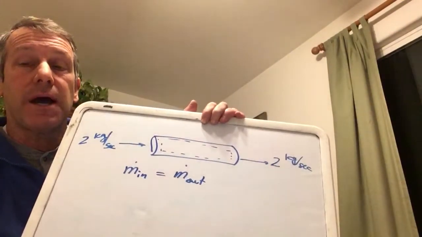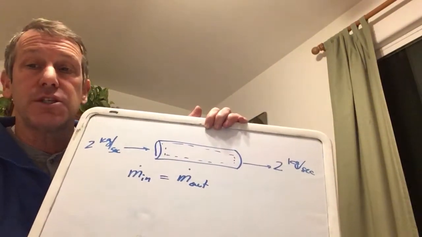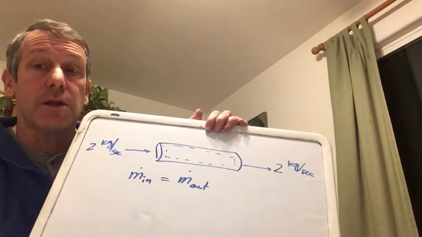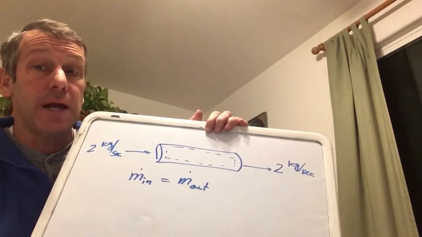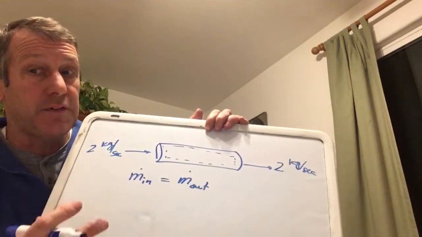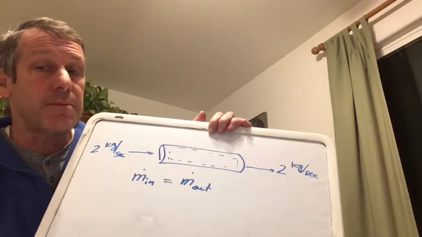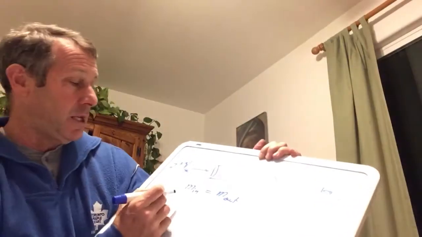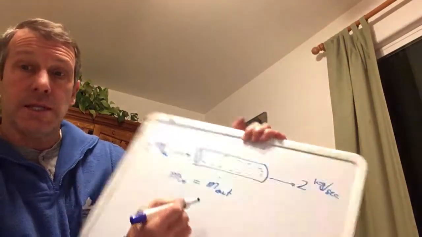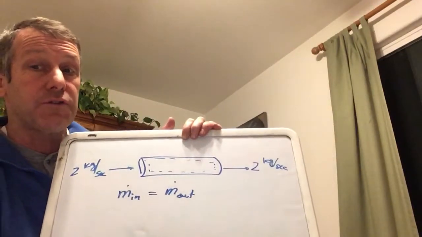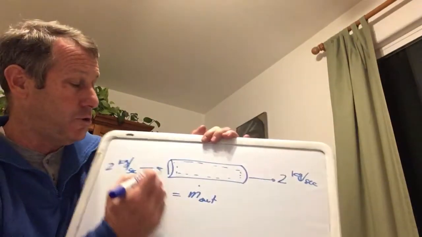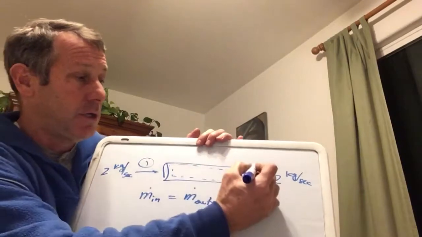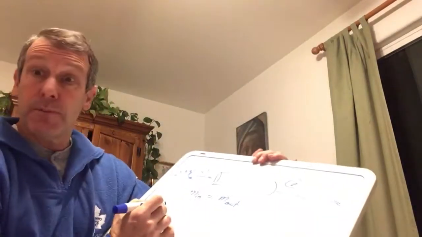m dot in equals m dot out using the relationship for mass flow rate that we had a little while ago. And mass flow rate can be gotten by multiplying the density times the velocity times the cross-sectional area. So we could get an equation for in equals out, or we could also use subscripts 1 and 2, where 1 would be the entry, 2 would be the exit. And let me write it out really quickly.